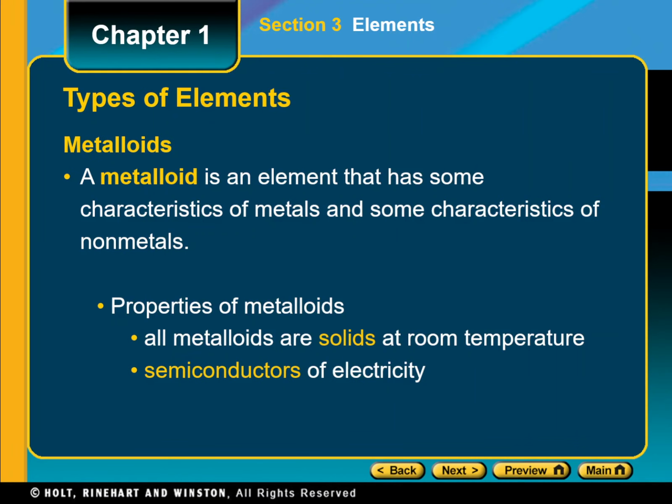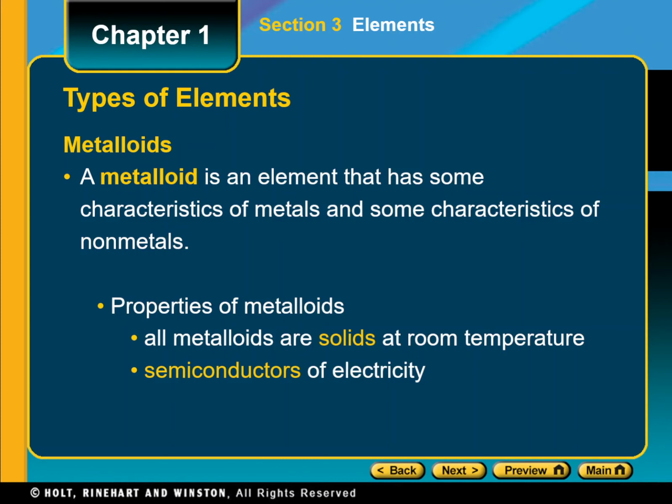Metalloids. A metalloid is an element that has some characteristics of metals and some characteristics of nonmetals. As you look from the left to right on the periodic table, you can see that the metalloids are found between the metals and the nonmetals. All metalloids are solids at room temperature. They tend to be less malleable than metals, but not as brittle as nonmetals.